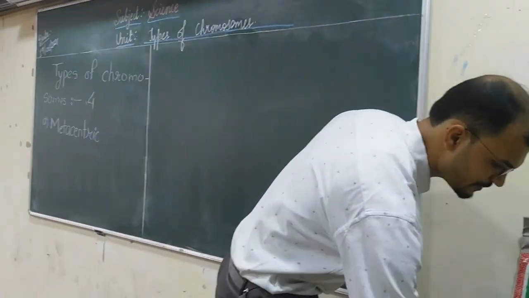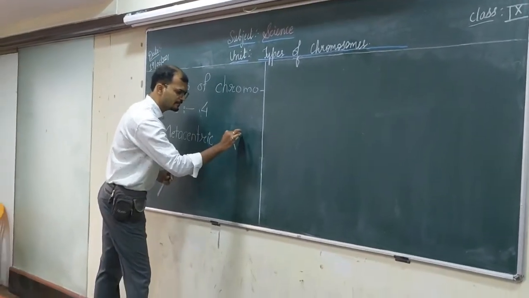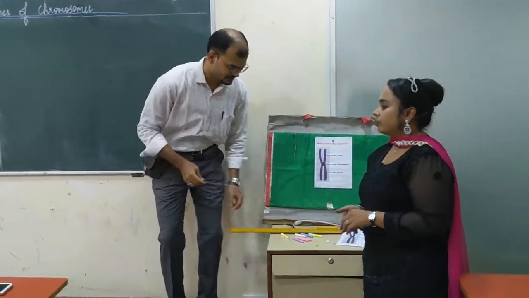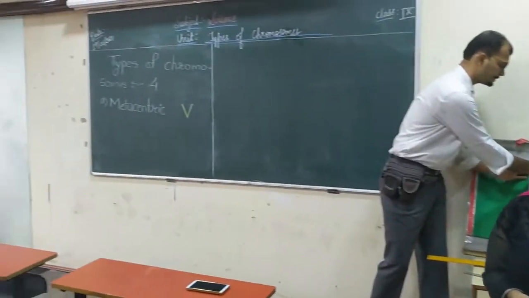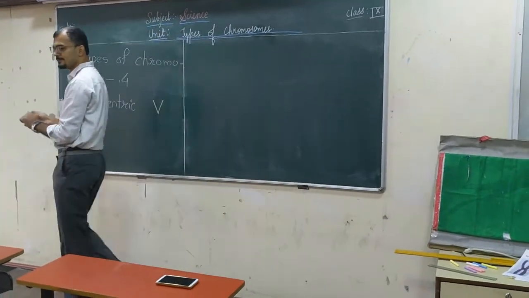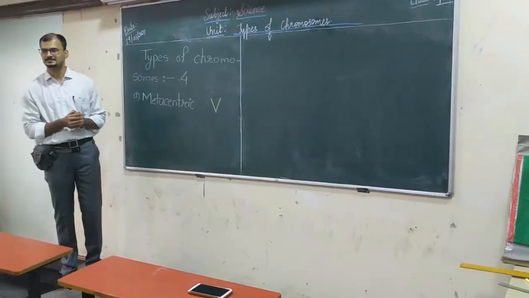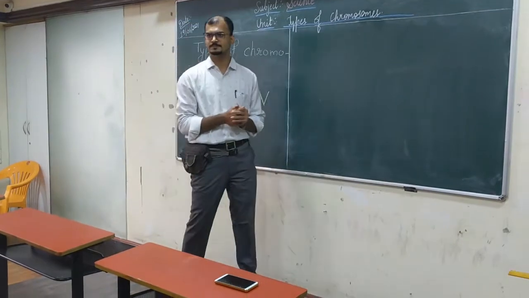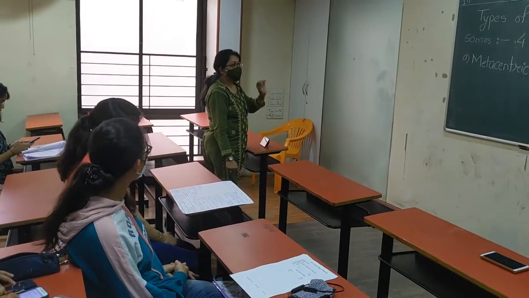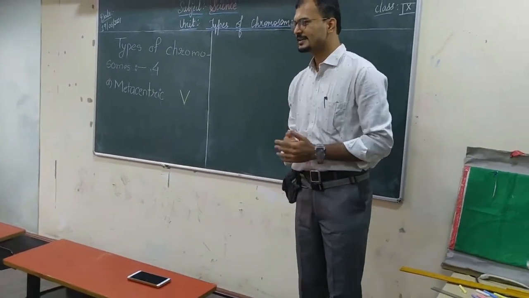So what is our hint to memorize it? Its shape looks like V and it is at the center. Now tell me, what is meant by metacentric chromosome? The chromosome which has the centromere in the center. Very good, excellent. So let's see the next type of chromosome.